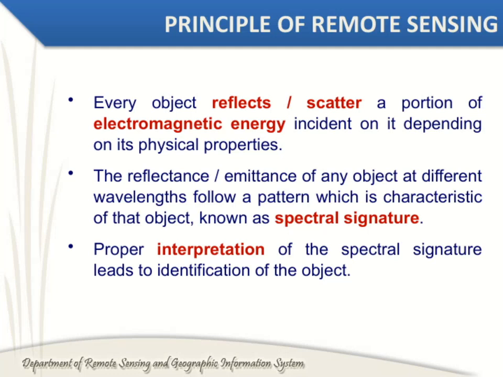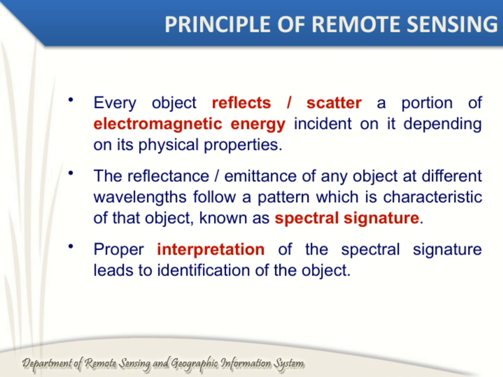Let's delve into the principle of remote sensing. Essentially, every object in the environment interacts with electromagnetic energy in a unique way. When sunlight or other energy hits an object, part of that energy is reflected or scattered depending on the object's physical properties. This means that different materials will reflect different amounts of energy. Now, what's really interesting is that this reflection pattern isn't random. It varies across different wavelengths of light.